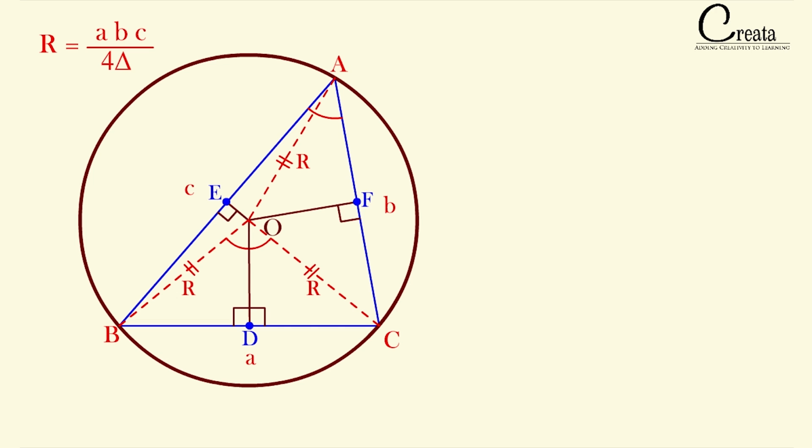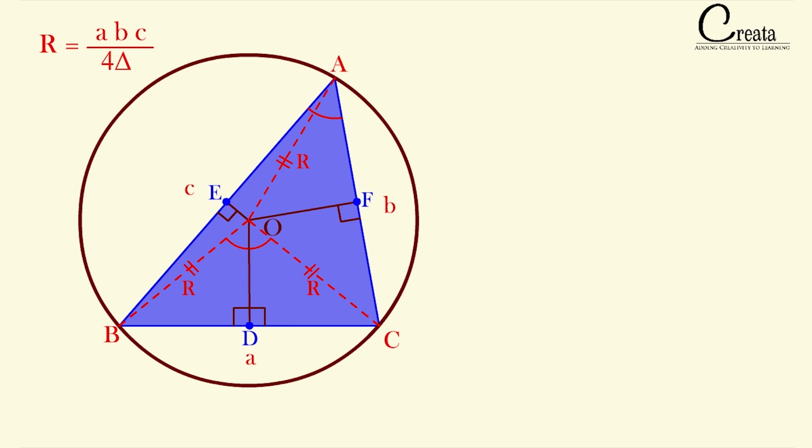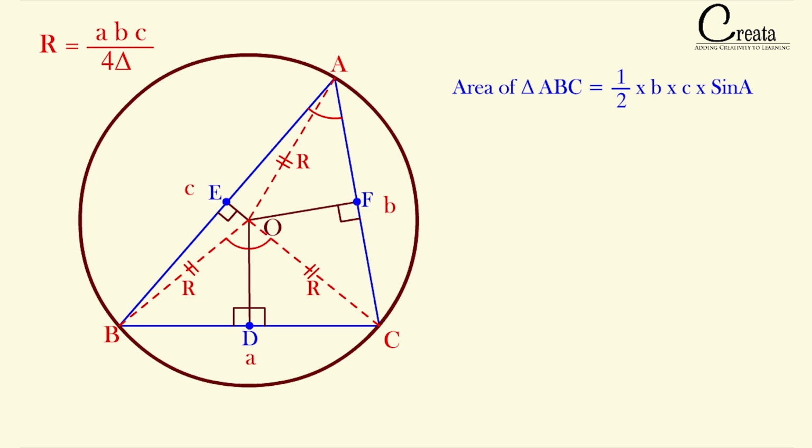Let's do the proof. Firstly, let's calculate the area of the triangle ABC. We know the formula of area of the triangle as half into b into c into sine A. Okay, this is the formula of area of the triangle. Further, just now we have seen angle BOC, that is this angle is equal to twice of angle A. So we got this angle as 2A.